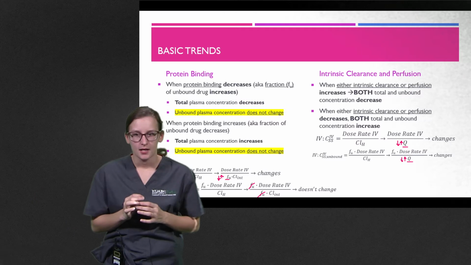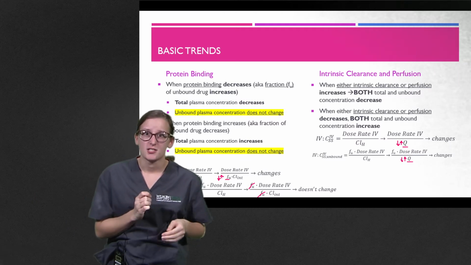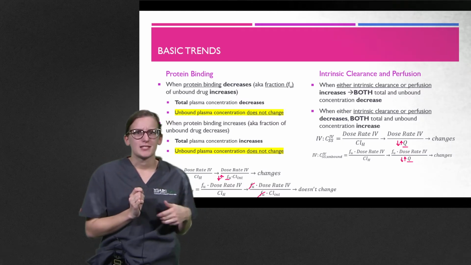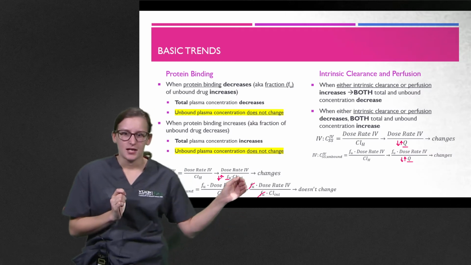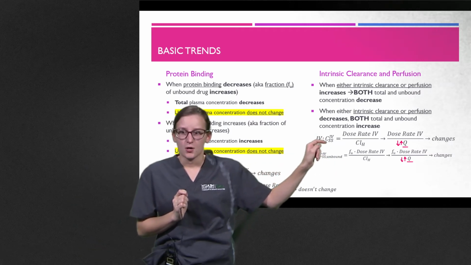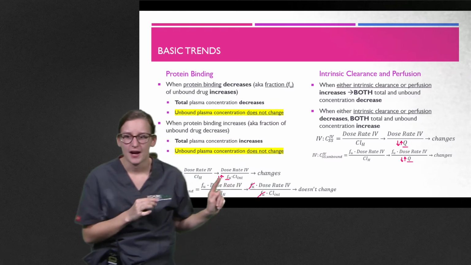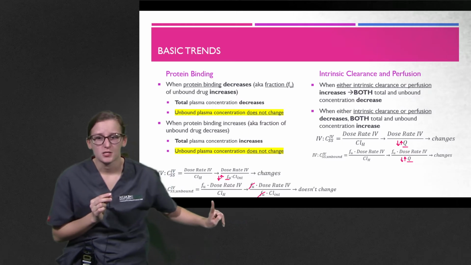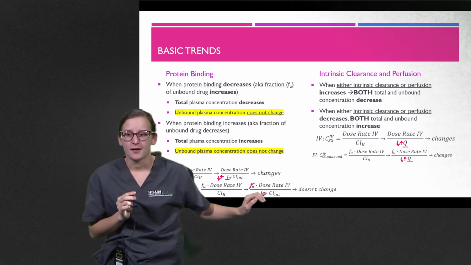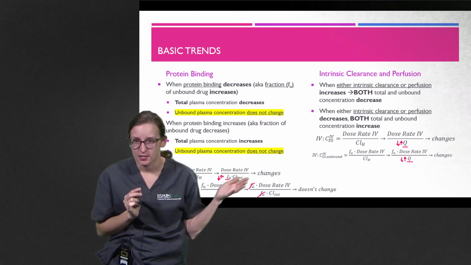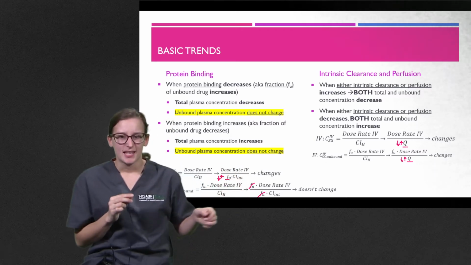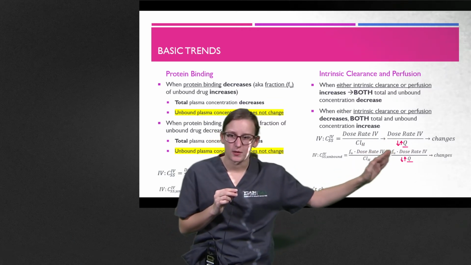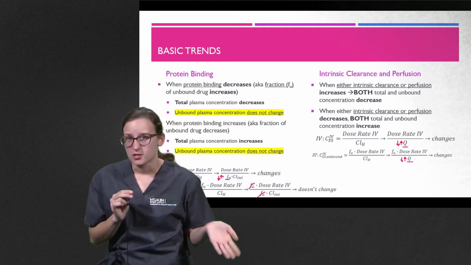Now, if the clearance or perfusion decreases, meaning we're not using clearance as much, we're not perfusing as well, the concentration is going to increase because now we're not clearing it, we're just letting it sit in the body. Here are the equations again to show you. For intrinsic clearance, we go back down here. Whereas fraction unbound ends up on top and bottom, the intrinsic clearance is always going to be on the bottom, so it's always going to change no matter what. There is no cancel out, there's no ratio of 1 to 1. Same thing for the perfusion. There's no Q on the top here, so it's always going to change, either increase or decrease, whether it's unbound or total.